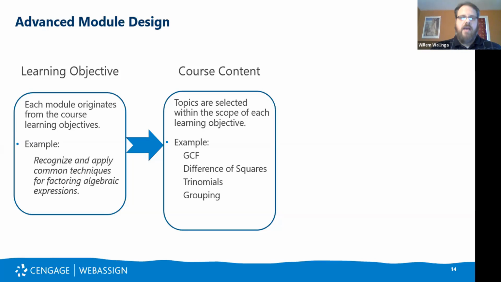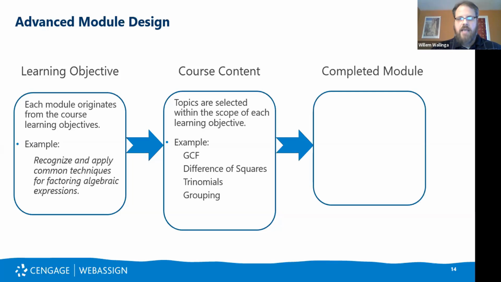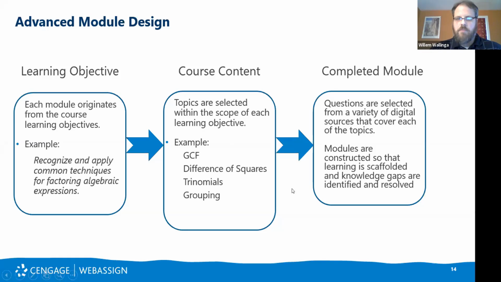And then once we've decided on our learning objective and our course content, we want to move to the completed module. In this case, we're going to select questions from a variety of sources, and I'll show you what I mean by this during my presentation momentarily. When we select those questions, we're going to do this so that the learning is scaffolded. This is how we're going to address those knowledge gaps, those learning gaps. And we also get some nice side benefits along the way that I'll talk about as we get into it. So this is the basic flow chart.